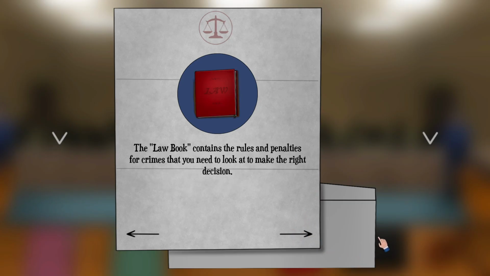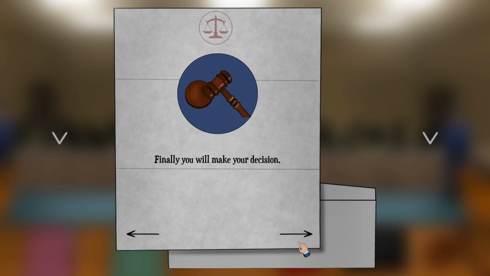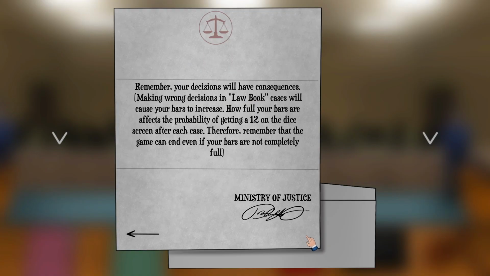Number 6. The law book contains the rules and penalties for the crimes that you need to look at to make the right decision. All right, you will make your decision. Remember, your decisions will have consequences. Making wrong decisions in the law book case will cause your bar to increase. How full your bar is affects the chance of getting a 12 on the dice screen after each case. Therefore, remember that the game can end even if your bar is not completely full.